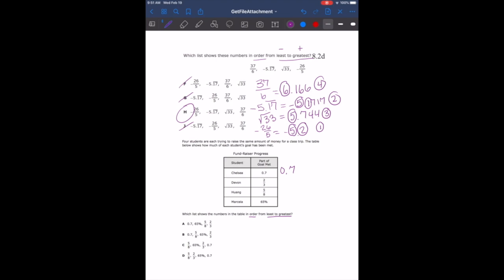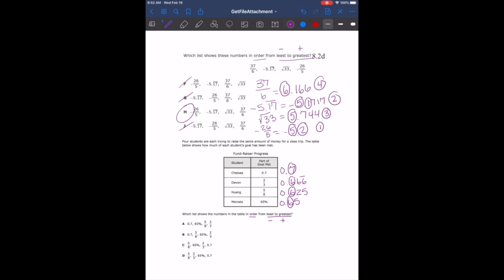We have 2/3, which converts to 0.666 repeating. We have 5 over 8, which converts to 0.625. And we have 65%, which converts to 0.65. This problem is asking us to start with our least, our smallest number, and end with our biggest, greatest number. So I see 0.6, 0.6, 0.6, 0.7.